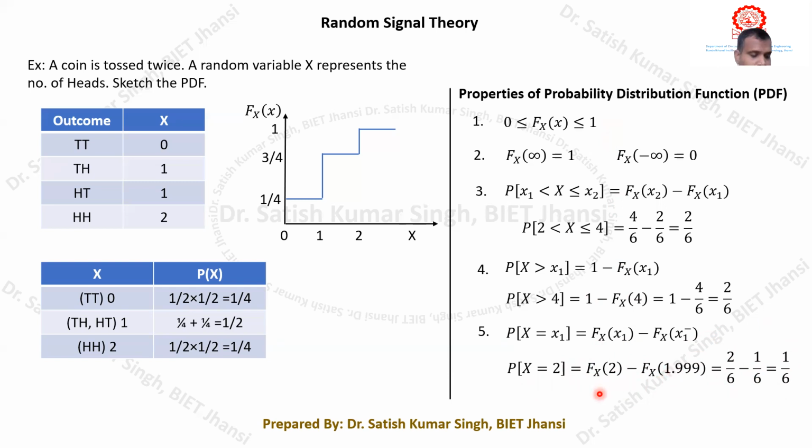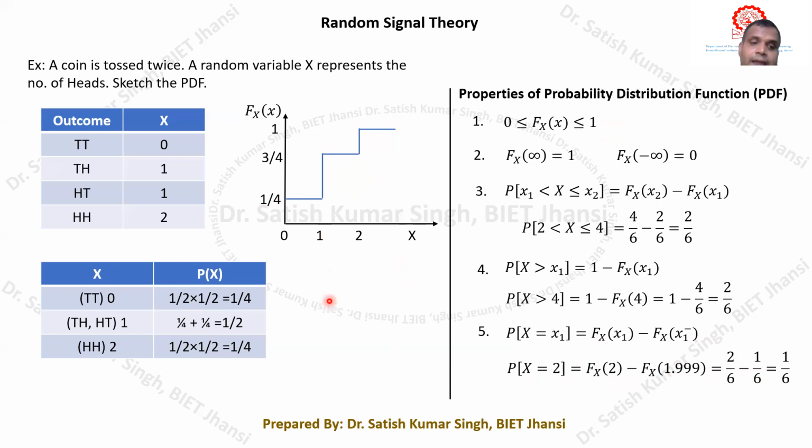One more property that this probability distribution function has is that it will always be an increasing function of x. You remember that it will always be an increasing function of x. Here in this case it is a staircase function, but it is not always necessary that it should be a staircase function.